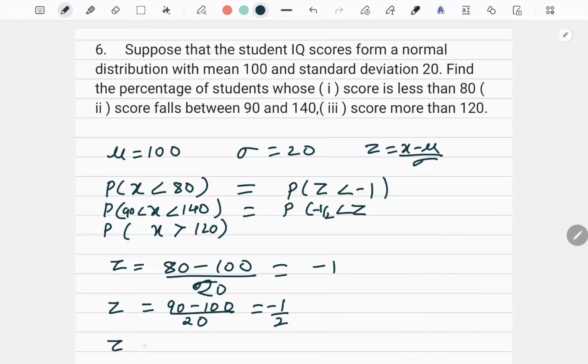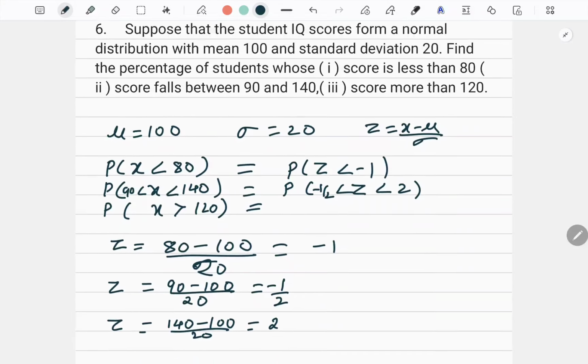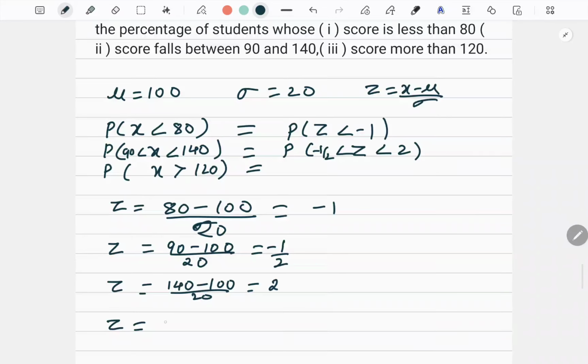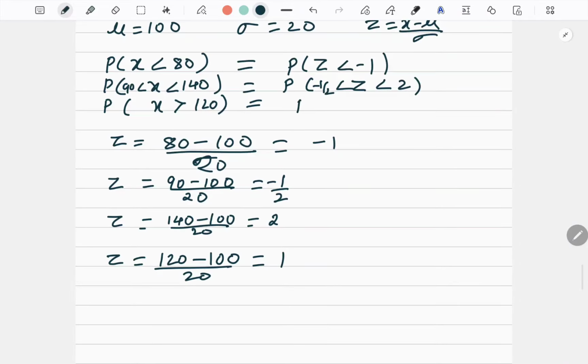Now for 140, Z is equal to (140 minus 100) upon 20, that is 40 upon 20, that is 2. Same way here, greater than 120. So Z is equal to (120 minus 100) upon 20, which is equal to 1. So now this is the probability for Z greater than 1.